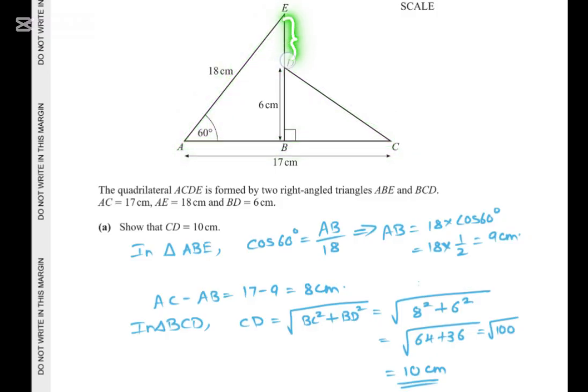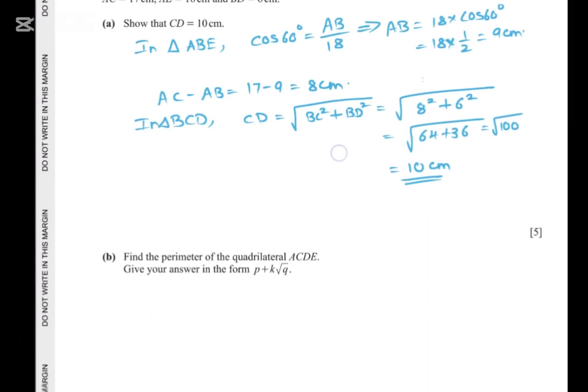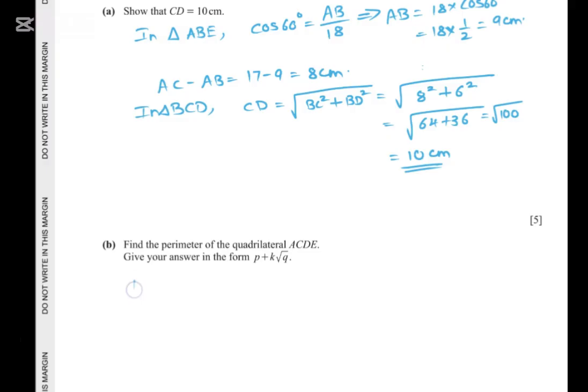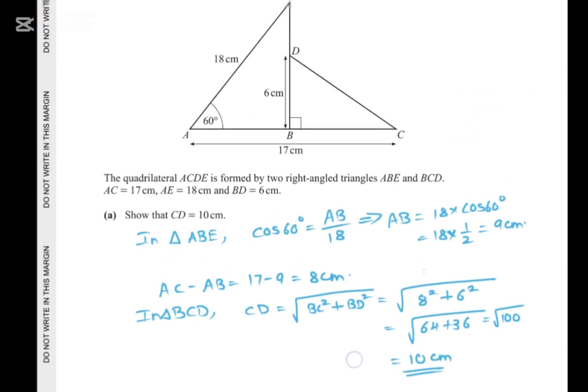So we have to find out what is ED. For this we have to take this triangle ABE, and using the tan 60, we'll find out complete BE. So in triangle ABE, tan 60 is equal to opposite by adjacent.